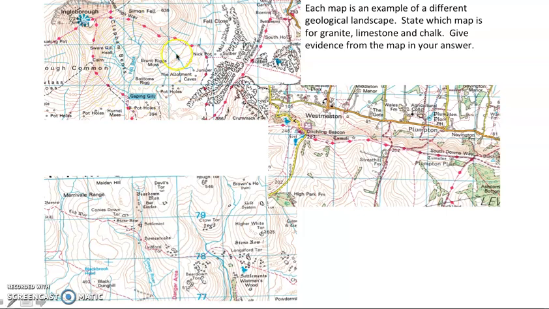What do you think each of these landscapes show you? Think of the information we've had. What evidence can you find on this map here to suggest what kind of landscape it is?